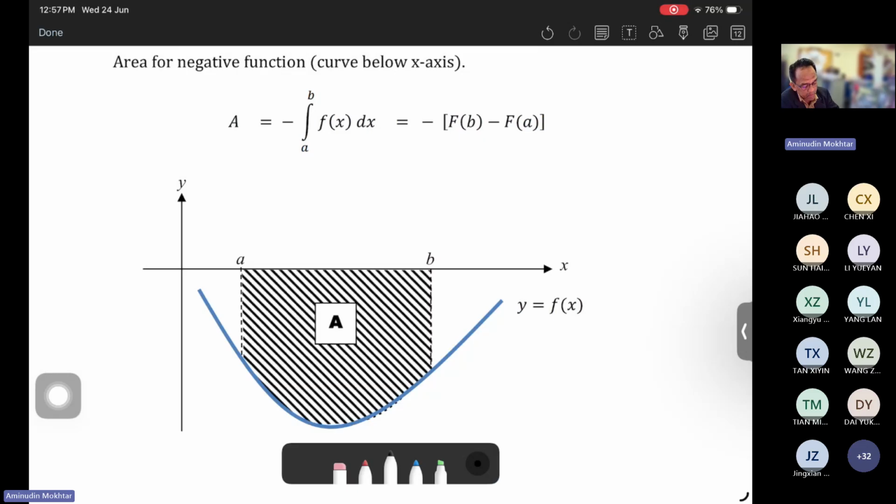for the negative function, the area is below the x-axis, as you can see in this page. For this function, the area A is below the x-axis. This area is also known as the negative function. Okay, this area is equal to the negative definite integral of f(x) dx from x equal A until x equal B.